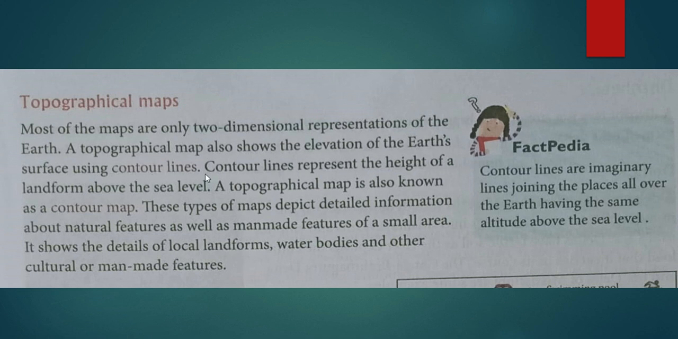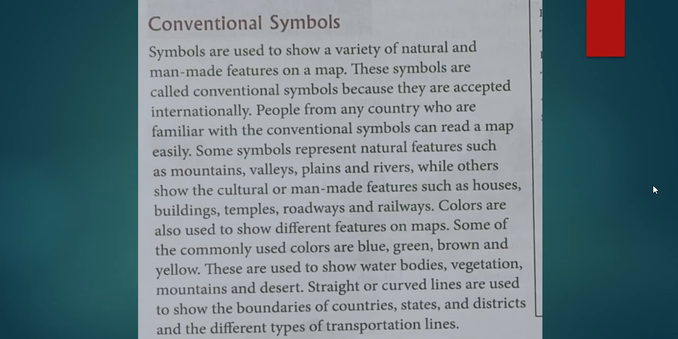Now, what is a contour line? Contour lines represent the height of the landform above sea level. A topographical map is known as a contour map. These types of maps depict detailed information about natural features as well as man-made features of a small area. It shows the detail of local landforms, water bodies, and other cultural or man-made features. Contour lines are imaginary lines joining the places on the Earth having the same altitude above sea level.